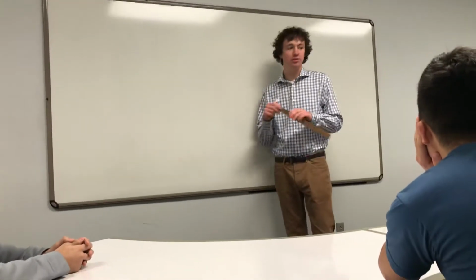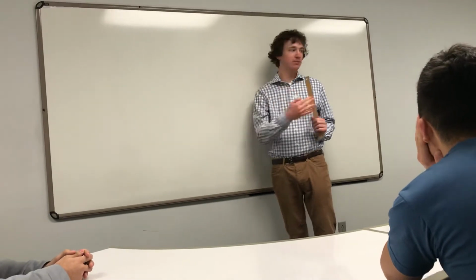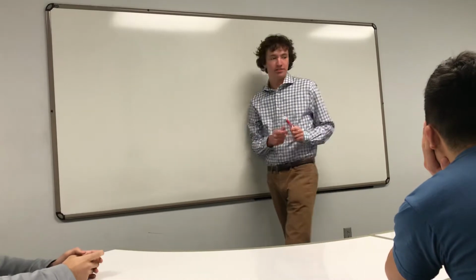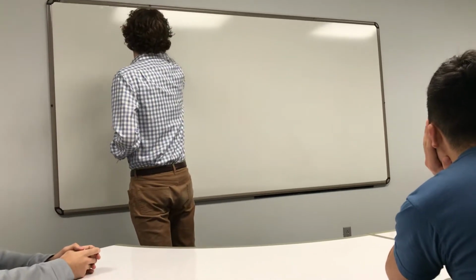Hello class, today we're going to learn about triangles and how to distinguish different kinds of triangles. When you think of a triangle, what's the first number that comes to mind? Yes, Ashna? 3. Yes. Why is that, do you think? Because it has 3 sides and 3 vertices.